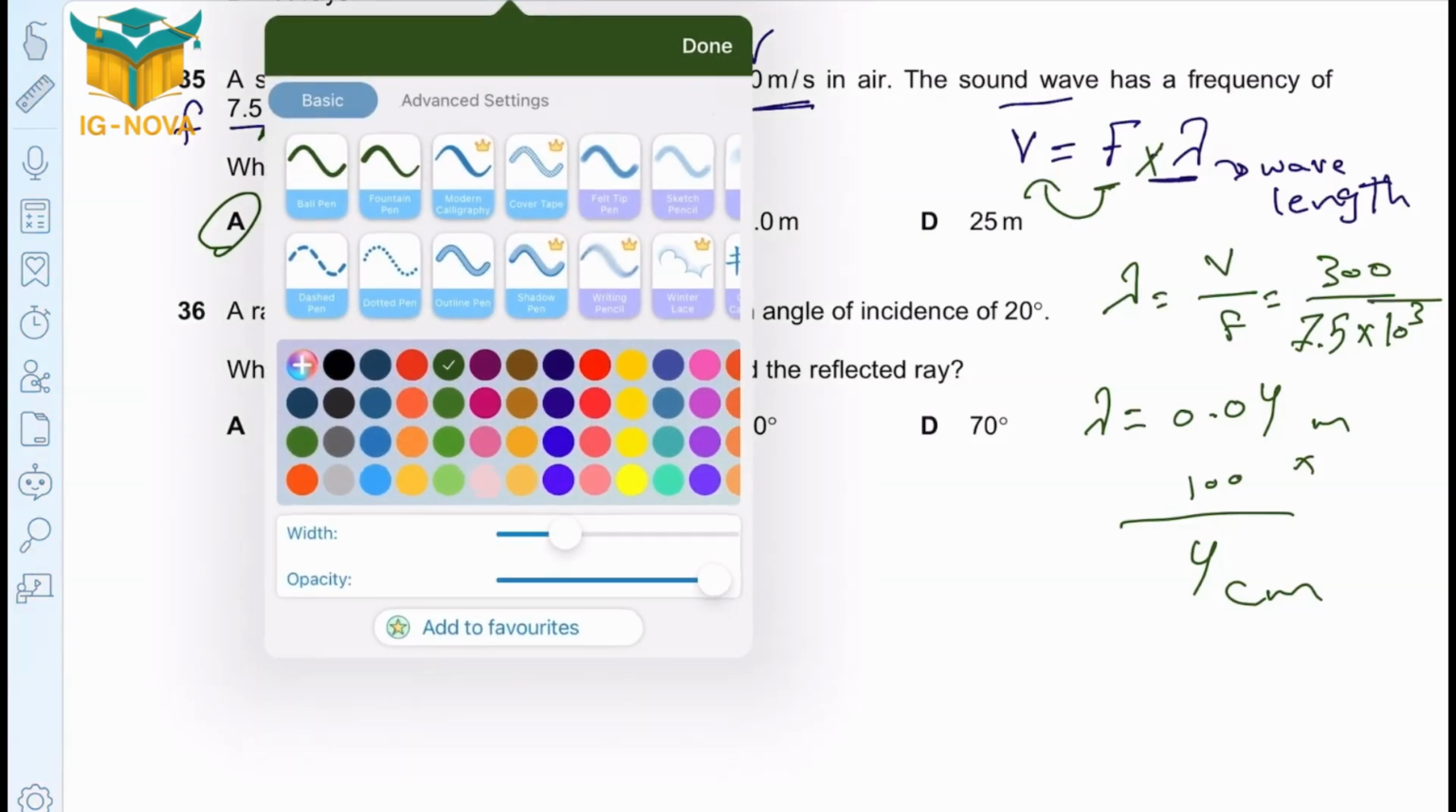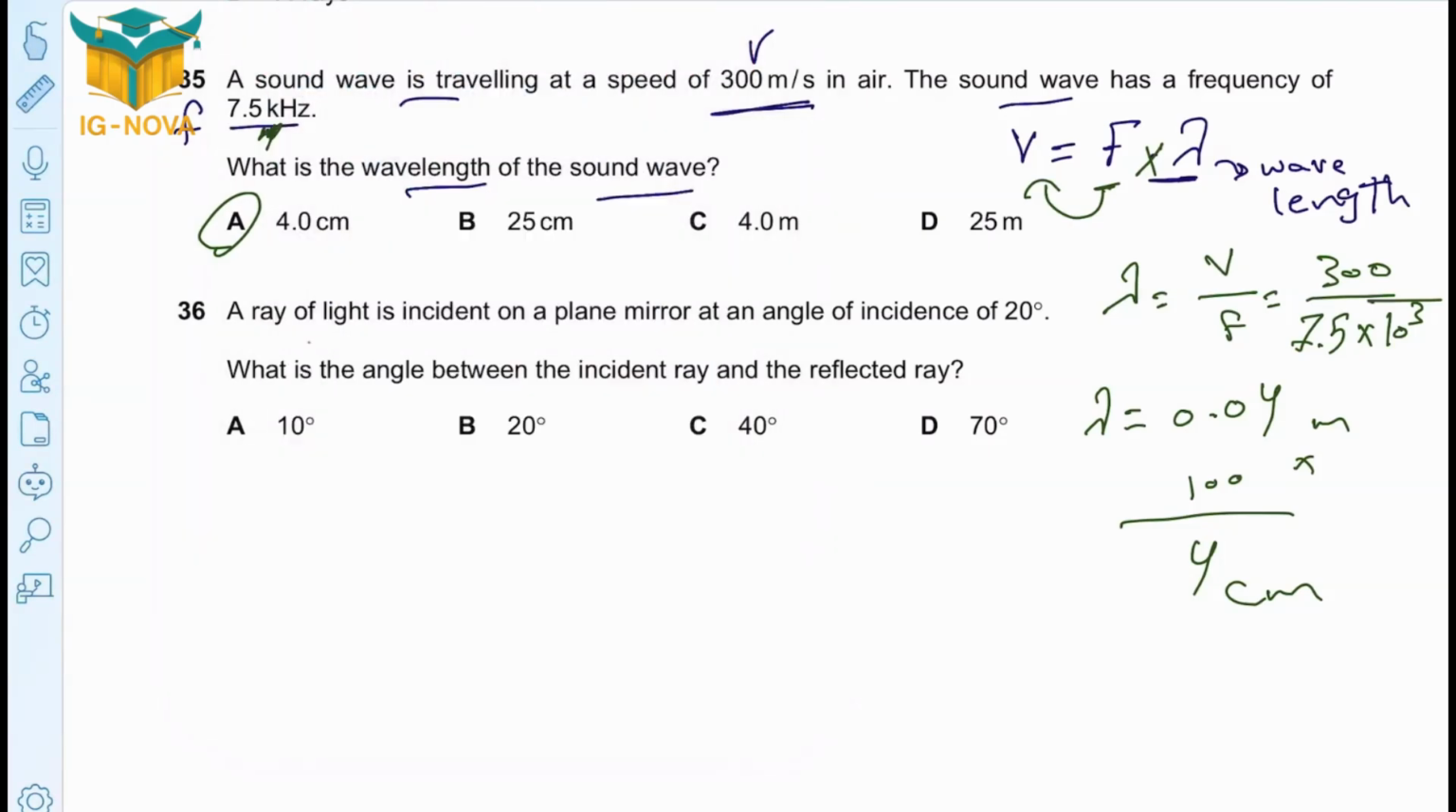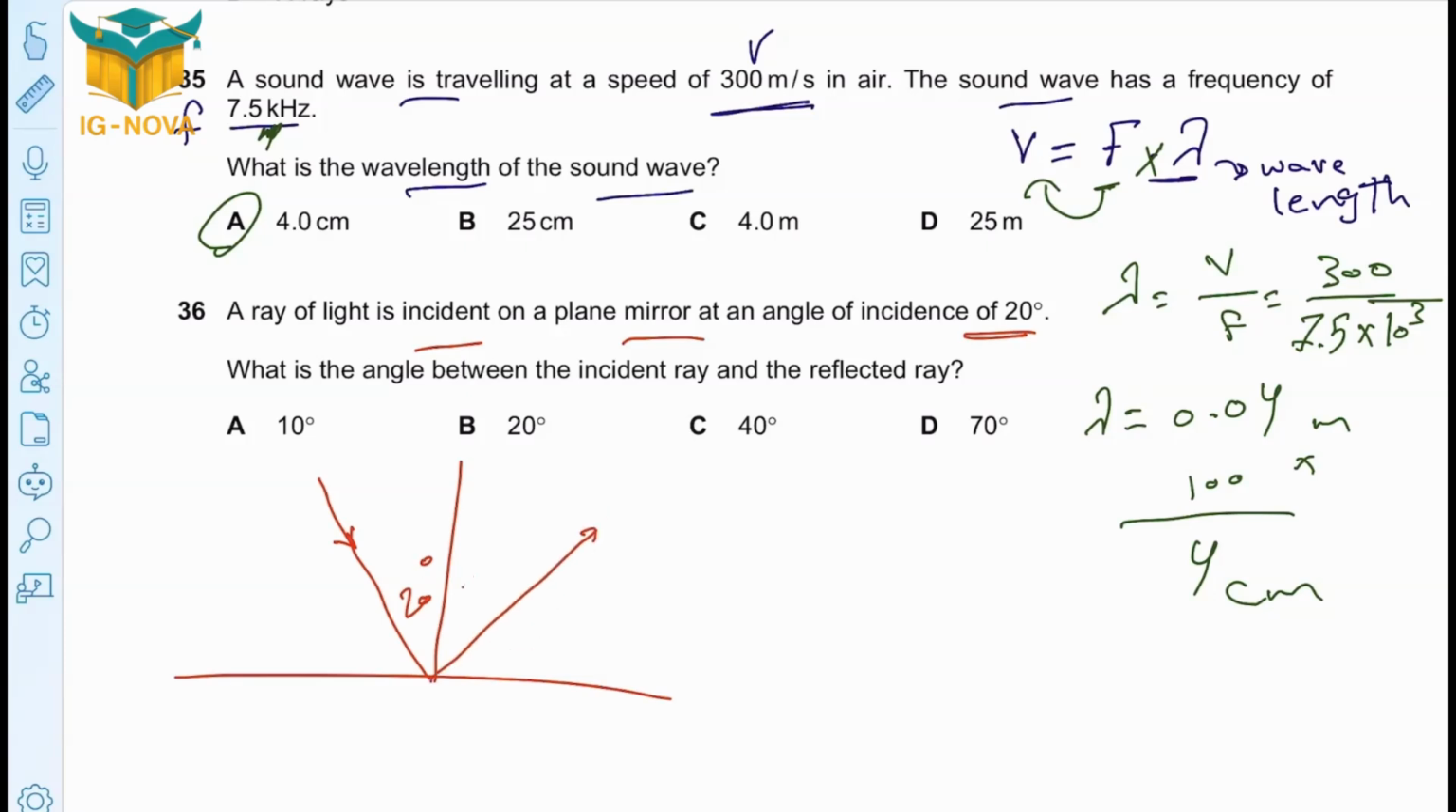Question 36. A ray of light is incident on a plane mirror at an angle of 20. حضرتك plane mirror, normal, incident beam at an angle for instance 20, and here it is reflected, bouncing back at angle 20. What is the angle between the incident ray and the reflected ray? 20 and 20 is going to be 40 degrees. ارسم، سهل على نفسك.